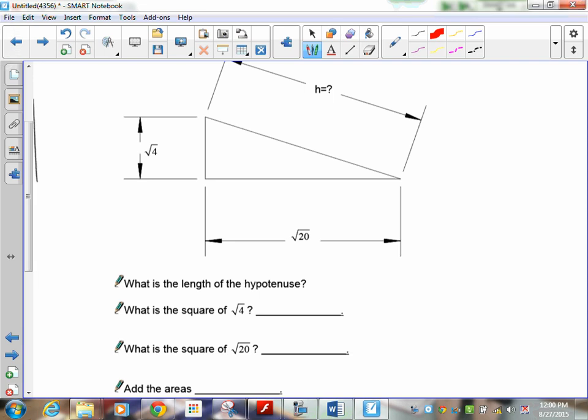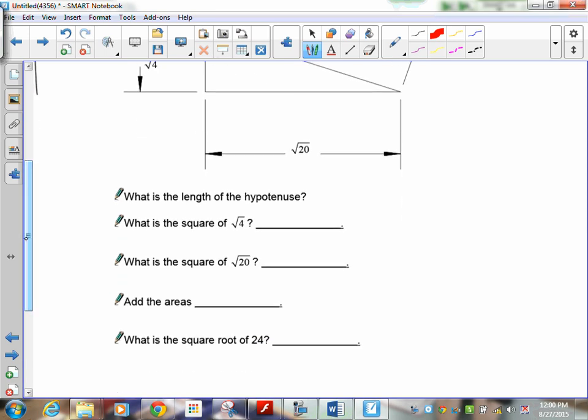All right, let's take a look at how it works here. What is the length of the hypotenuse? Well, let's take a look here. This is kind of weird because I've got square roots already. Normally I don't have square roots. So what is the square of the square root of 4? Well, the square root of 4 is 2, right? And 2 squared is 4. Kind of bizarre, isn't it?